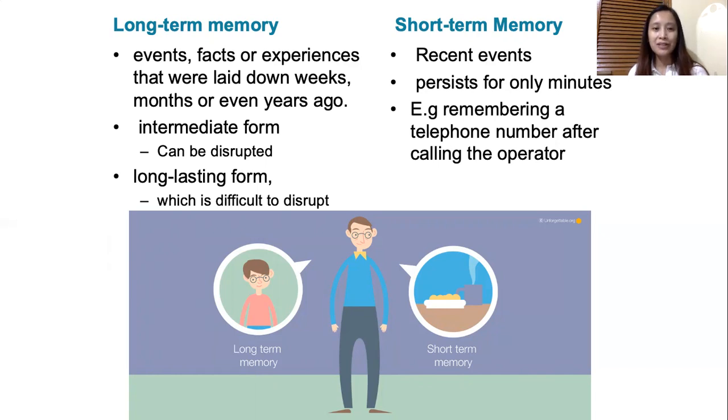There is an intermediate form that can be disrupted, and there's also a long-lasting form, which is difficult to disrupt or forget. For example, I don't think you'll be able to forget your birthday or your mom's name, or the street where you grew up. These are long-lasting memories that are difficult to forget. Short-term memory.